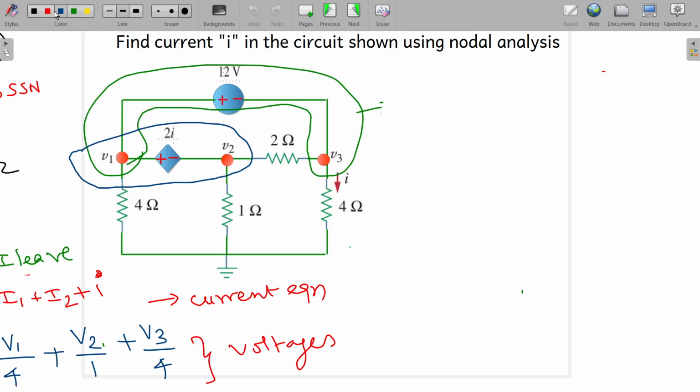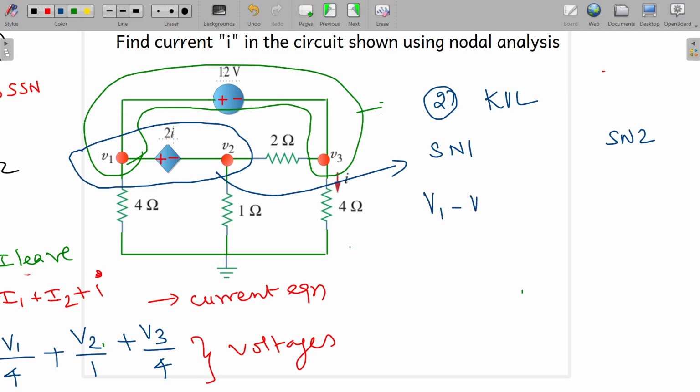Okay, now we move on to the second step. In this we need to apply KVL, that is Kirchhoff's voltage law. That is to be applied for supernode 1 and supernode 2. So when you look into the supernode 1, it can be written as V1 minus V2, that is equal to 2I. So when you see, this consists of voltages V1, V2 and the current I.